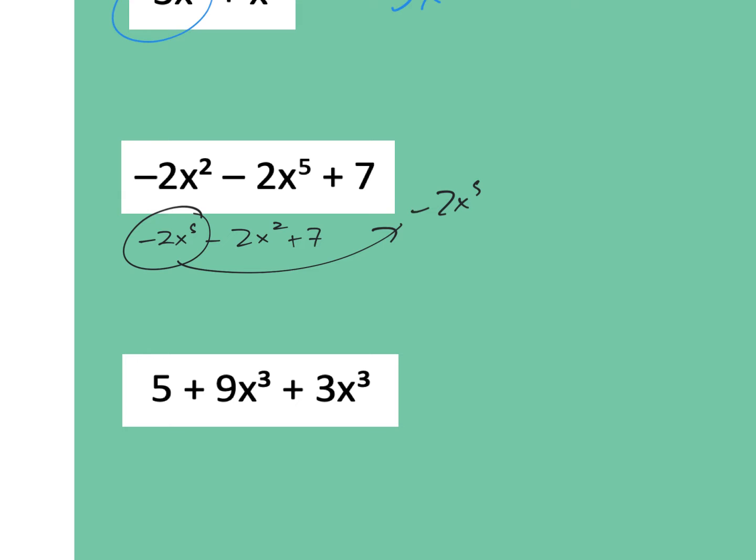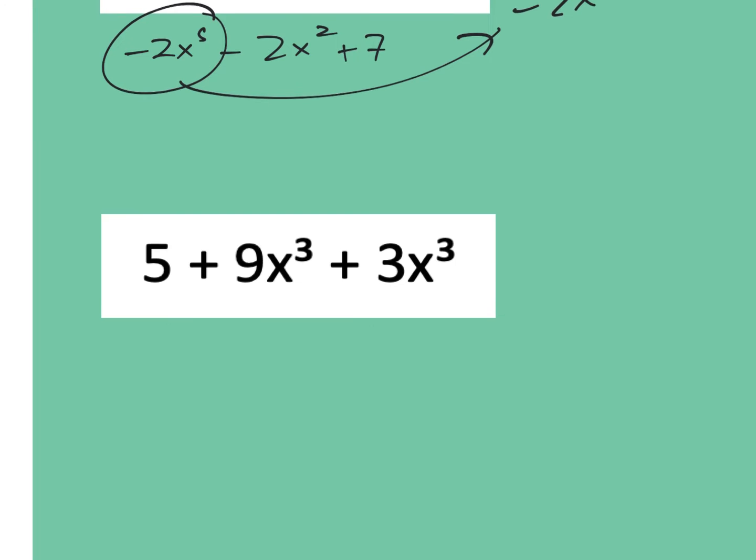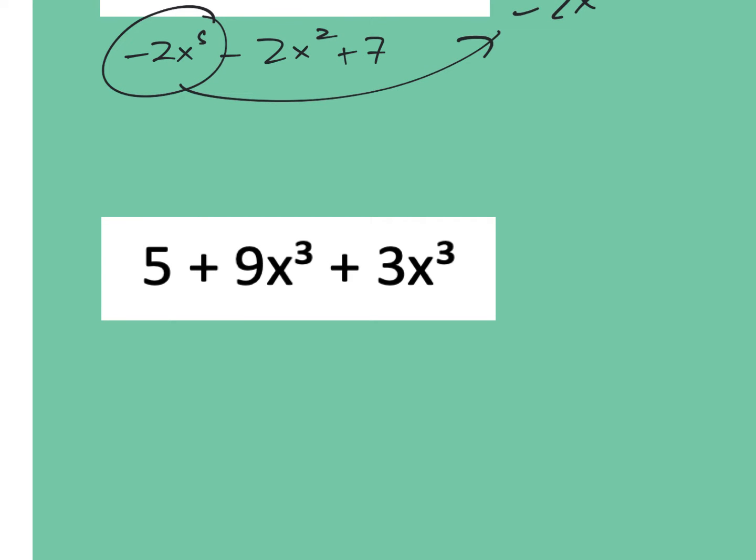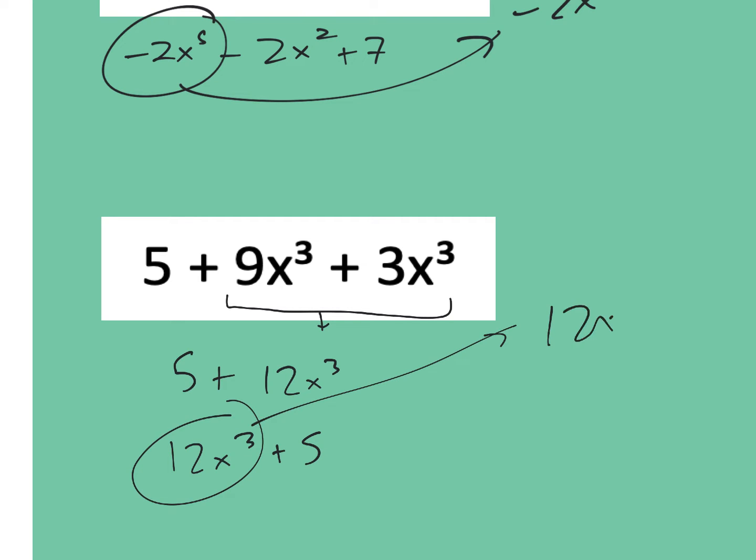Finally, this last one, which is kind of tricky, is not in standard form because it's not simplified and it's also not in decreasing order. So I'm going to combine the 9x to the third plus 3x to the third. I'm going to make that into 12x to the third. But then I'm going to make sure I rewrite it. So it's 12x to the third plus 5, which means my leading term is that 12x to the third.